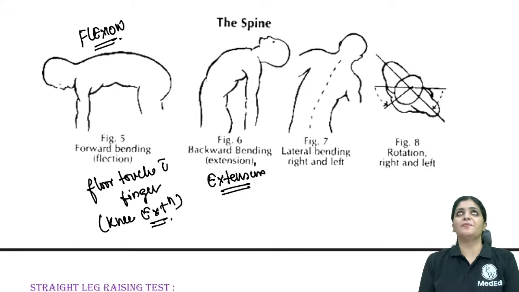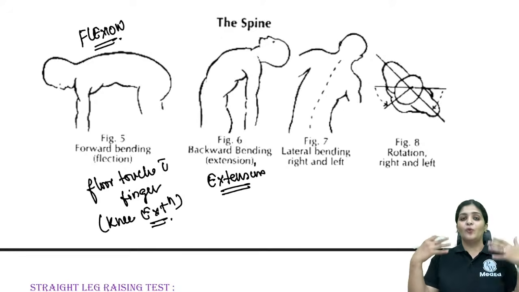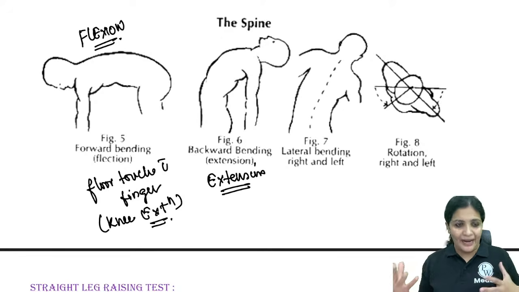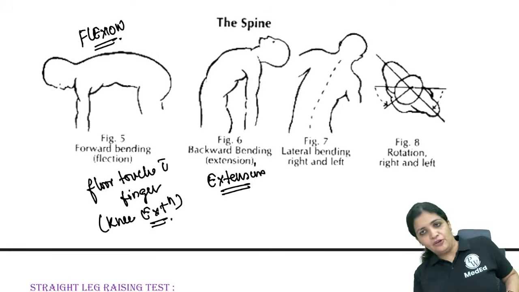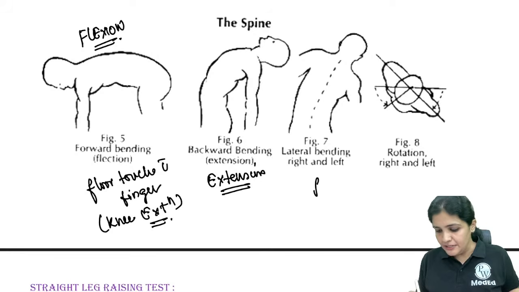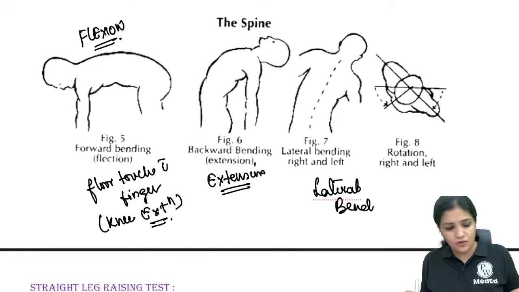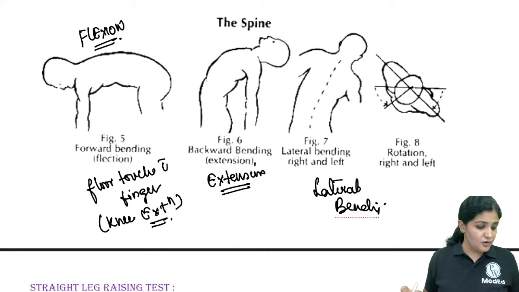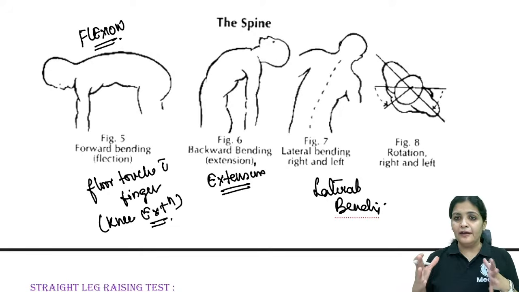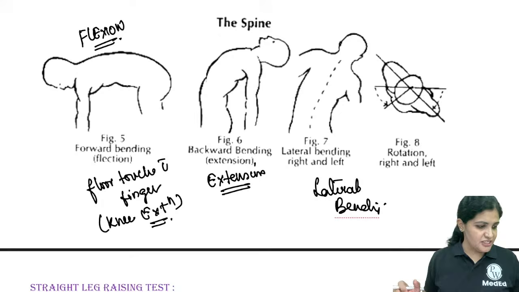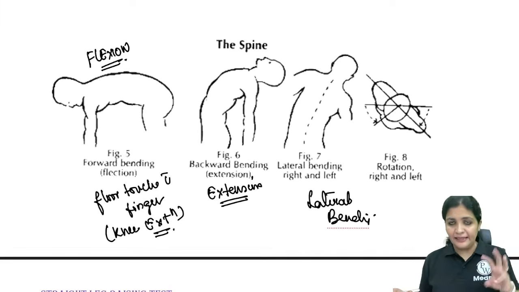Extension of the spine is mainly the face looking towards the ceiling. So this is called the backward bending or extension. Lateral bending is towards the fibula. Your fingers touching the fibula is your lateral bending, right? And finally, you have rotations, which are not much appreciated. For these rotations, you can simply ask the patient to look sideways. Here the movement is only in the thoracic spine. The rotation is only in the thoracic spine.